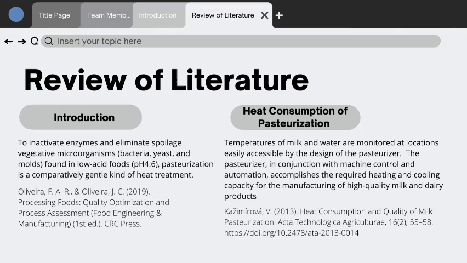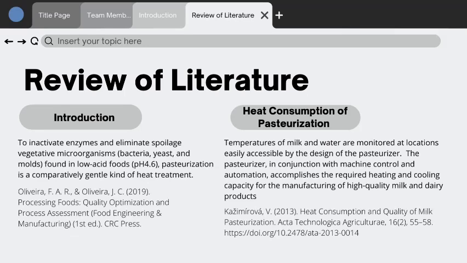There are 12 studies that we came across for this literature review. From the Processing Food Quality Optimization and Process Assessment book by Oliveira, published in 2019, it said that pasteurization is a comparatively gentle kind of heat treatment. It is to inactivate enzymes and eliminate spoilage vegetative microorganisms such as bacteria, yeast, and mold found in low acid food at pH 4.6.